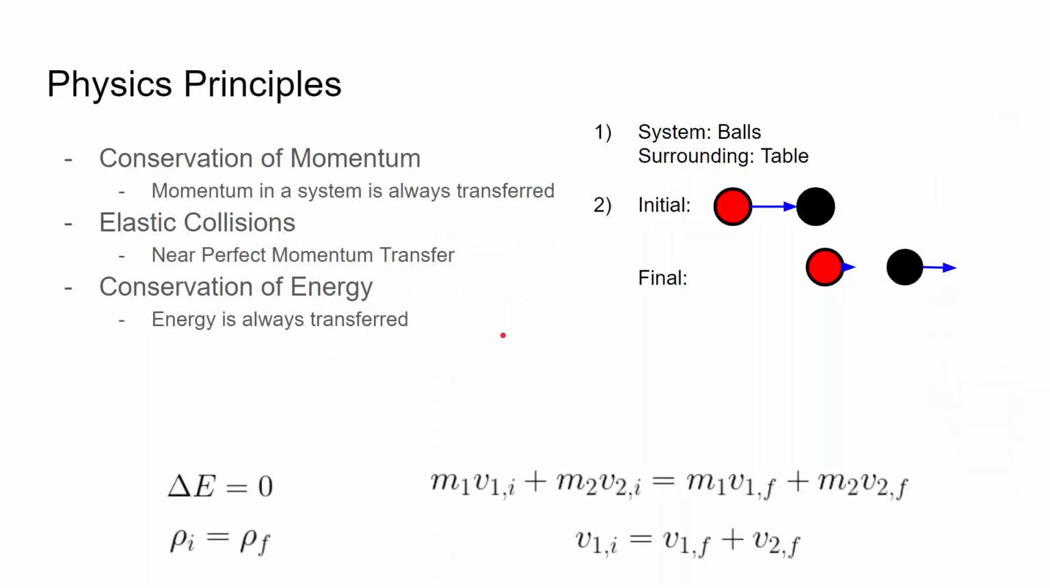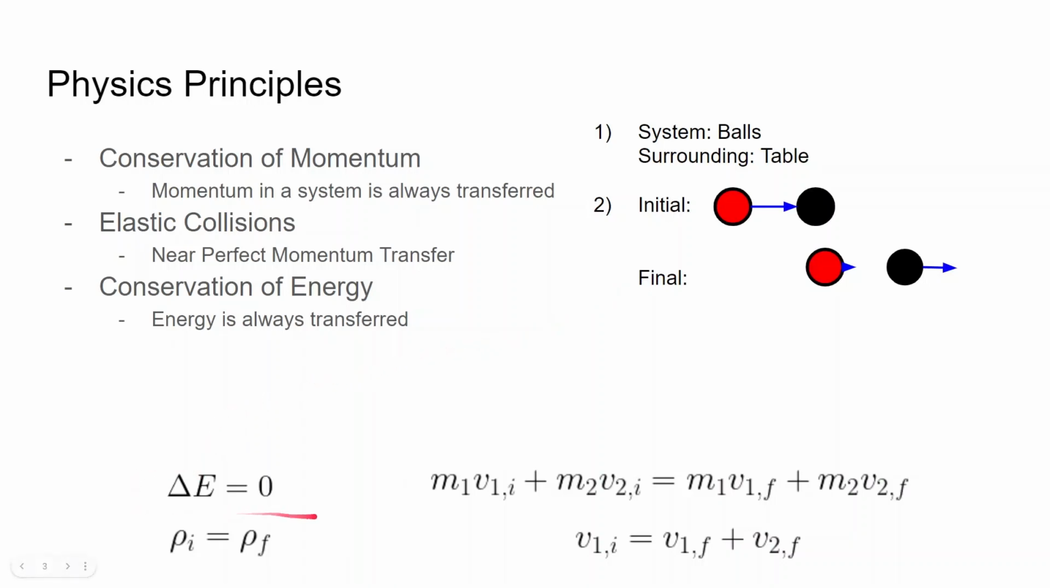Moving on to the physics principles, the main ones being the conservation of momentum and conservation of energy, saying that momentum in a system is always transferred, not created or destroyed, along with energy being transferred. Another thing noted here is elastic collisions. In a game of pool, the collisions between the balls are near perfect elastic. Meaning that the momentum is transferred really well, with only a slight amount lost, which we'll talk about in a second.